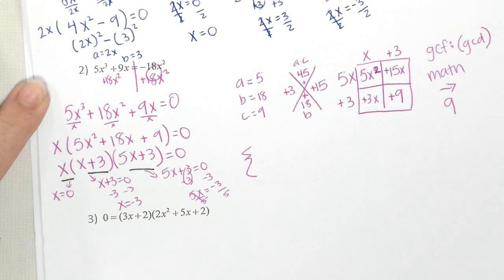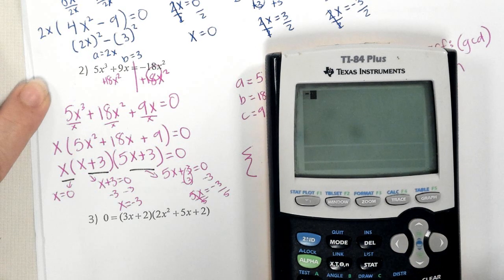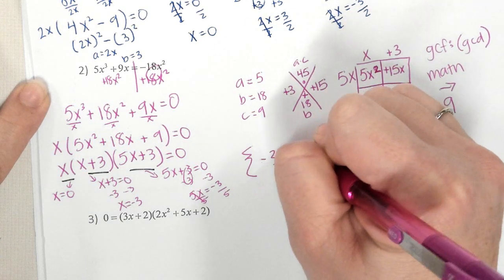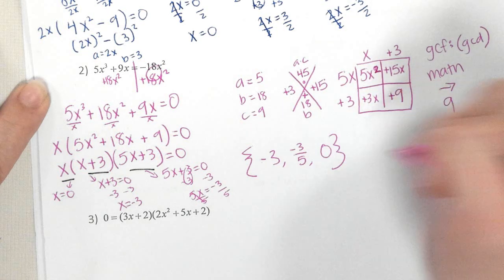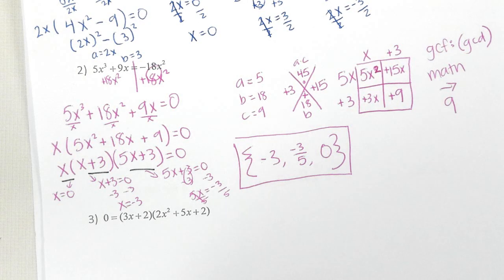Now, if you have fractions and you're not sure which one's smaller, because we're going least to greatest, you can divide them and it'll give you a decimal. So negative 3 is smaller than negative 0.6. And then 0 is the biggest. Any questions with this? Yes. 0 is a solution. You have to put it in or you're wrong.